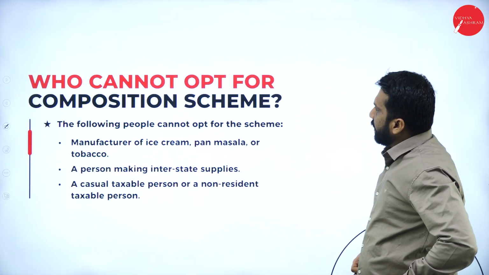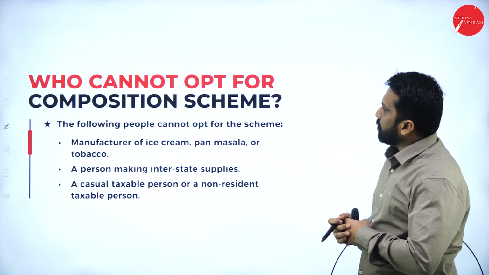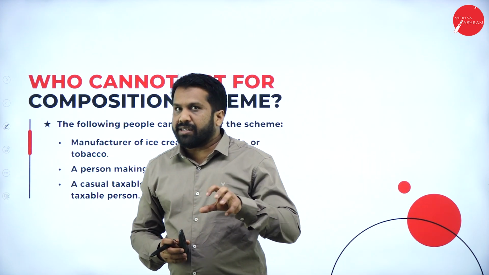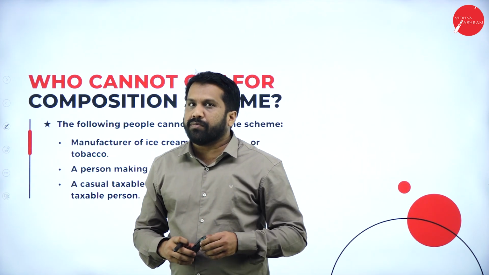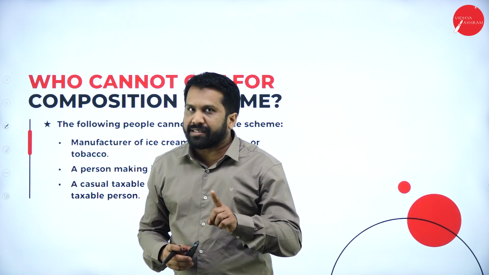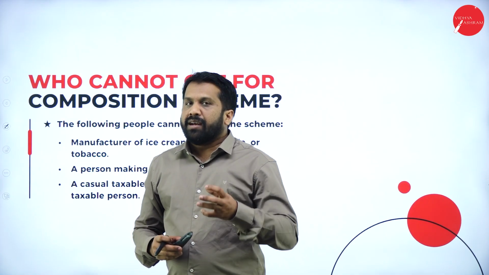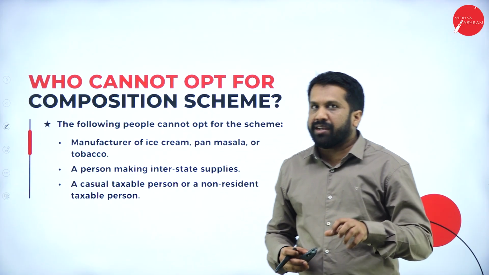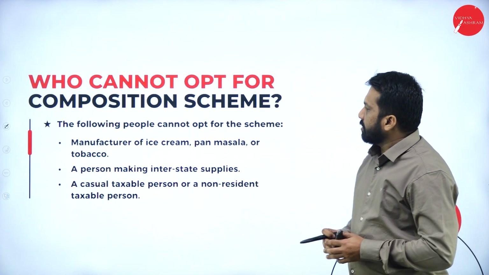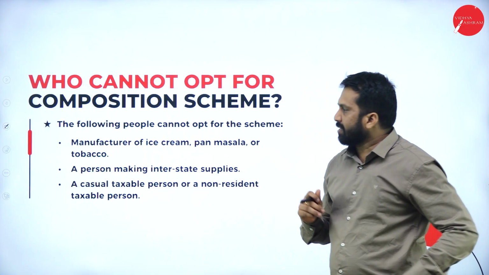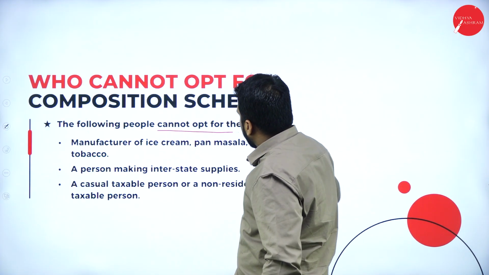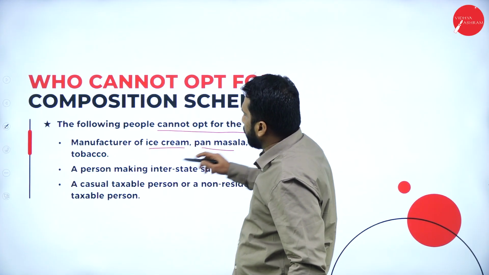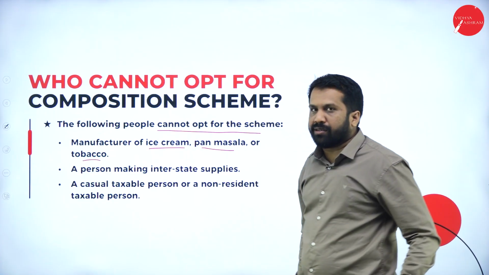Now, second one, who cannot opt for composition scheme? As I told you, what is composition scheme? There are multiple tax rates. If you wish to go for a single tax rate, then you can go for composition scheme. And there is a limit also. Your turnover must be 75 lakh, and in some states the turnover must be 50 lakhs. So who can opt for composition scheme? The following people cannot opt for composition scheme. Manufacturers of ice cream, pan masala or tobacco cannot come under composition scheme.